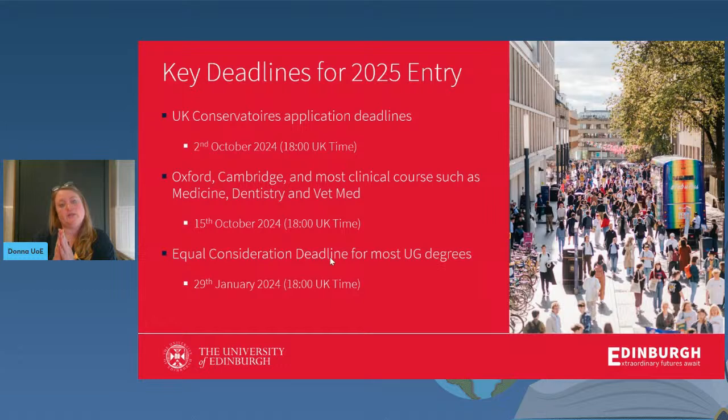And it's at that point UK universities can close programs. So there is no guarantee that your program of choice will still be open after that date. So I would encourage anybody to try and meet that deadline if they can.